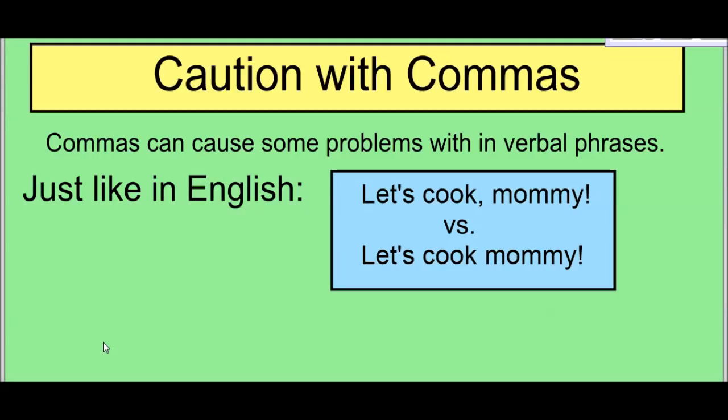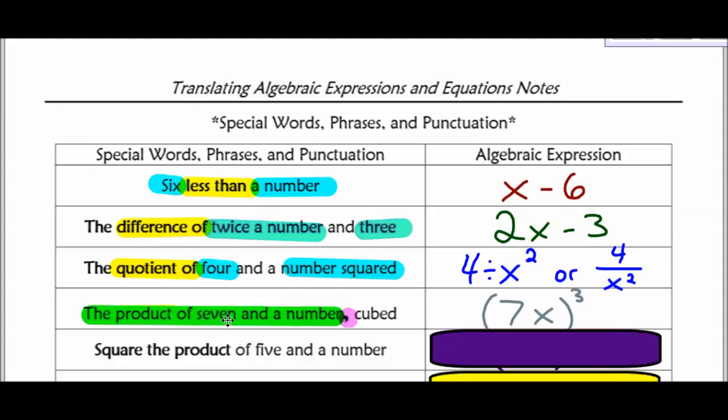All right, so this is why we really need to be careful with our commas. A comma tells us that this first phrase is separated from the second phrase. So in English, if we read this, let's cook, comma, mommy, that's saying a child is telling their mom that they want to cook. Versus let's cook mommy, that's saying they want to cook their mother. Those are very different things. It's the exact same thing in algebra. If we're saying the product of 7 and a number, comma, cubed, it's the entire thing cubed. Whereas if we didn't have that comma, it would just be the number cubed.